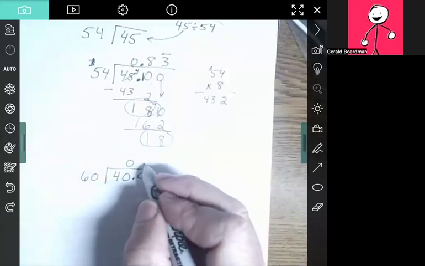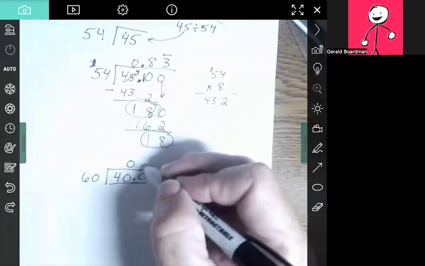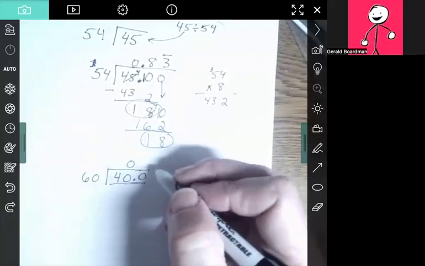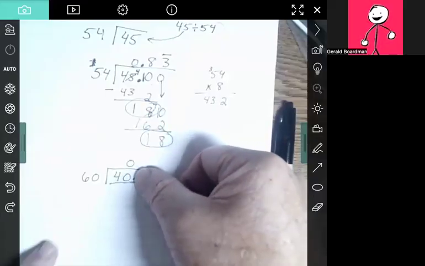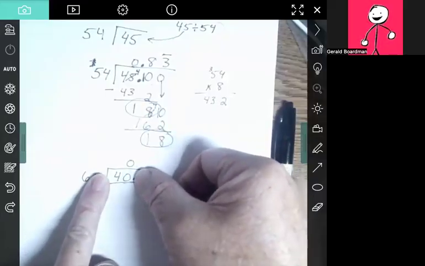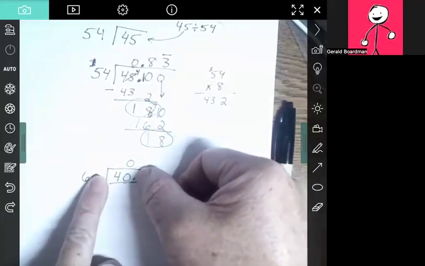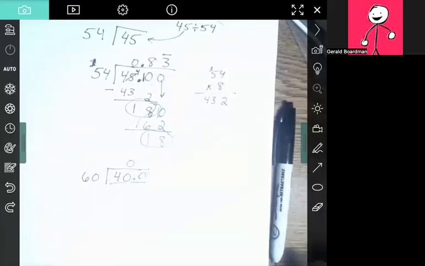And now we go to this place for 400. We look at that as 400. And we say 60 times what would get me to 400? Well, think of it this way. 6 times what would get me to 40? It's the same thing. 6 times what would get me to 40? 6 times 6 is 36, so that might work.